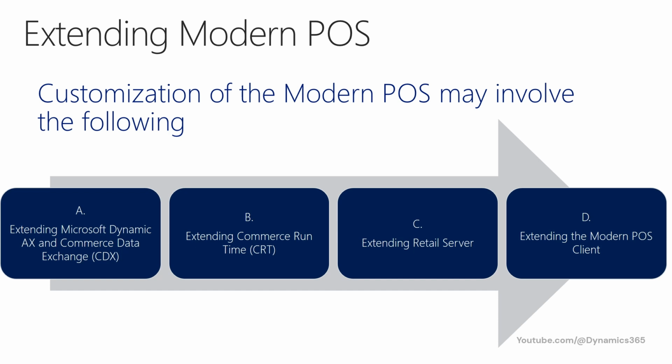customized. In other extensibility scenarios, every layer of the stack need not be modified. For example, simply modifying the way a workflow behaves without modifying the database schema. The retail SDK includes apps for various clients. You can customize those apps to match the branding of your organization or to extend their functionality. Typically, the customization of the retail modern POS may involve the following: extending Microsoft Dynamics AX and Commerce Data Exchange, extending Commerce Runtime, extending Retail Server, extending the modern POS client.